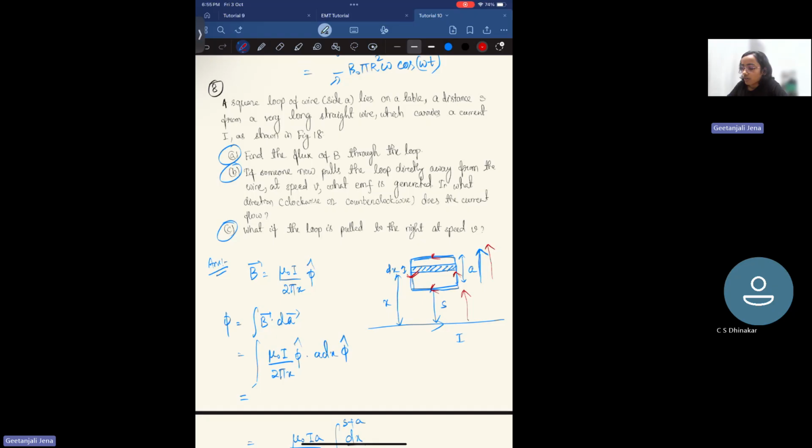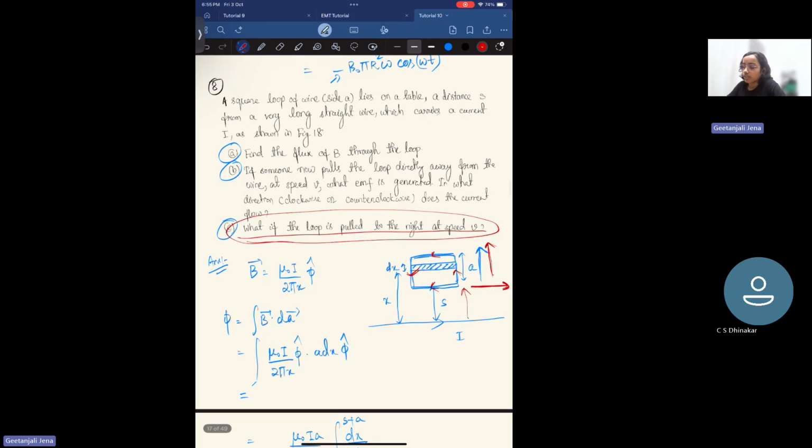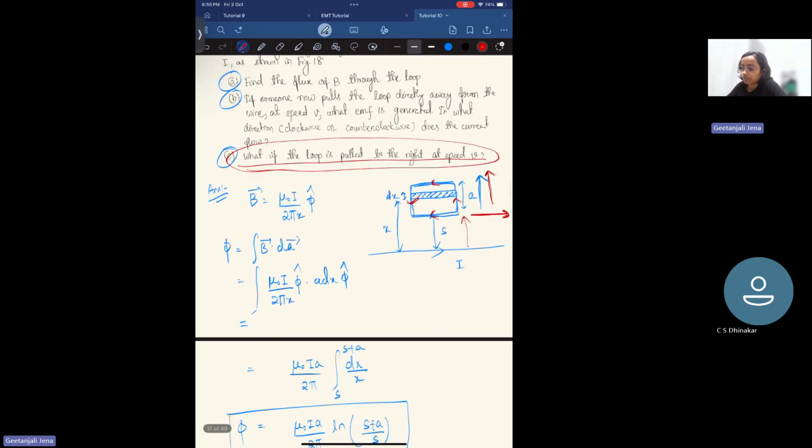Okay. So for option C, can you let me know the answer? Instead of pulling away from the wire, now we are pulling the square loop parallel to the wire. So what will be the flux or the induced EMF? Instead of flux, let me know whether there will be an induced EMF or not, and what will be the value for the induced EMF.